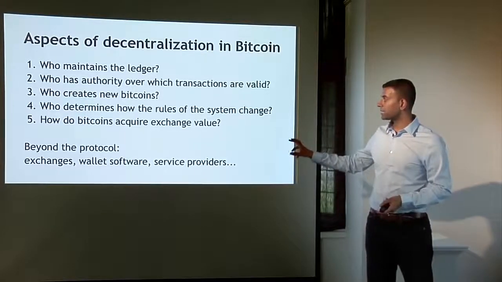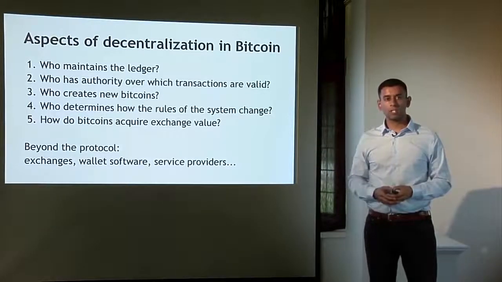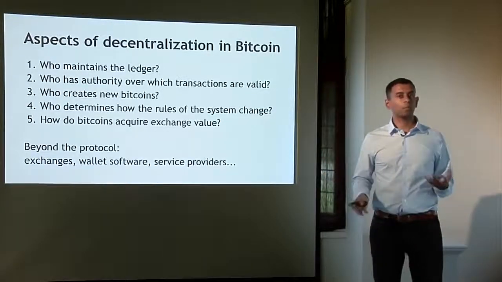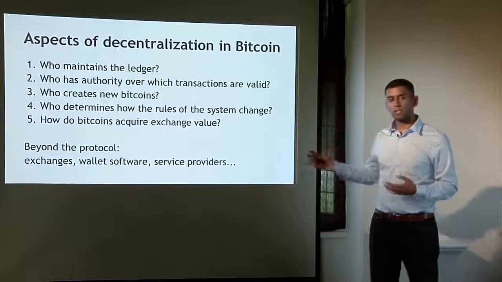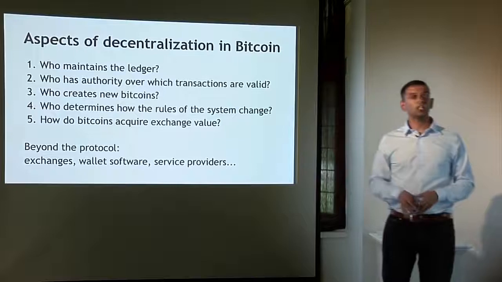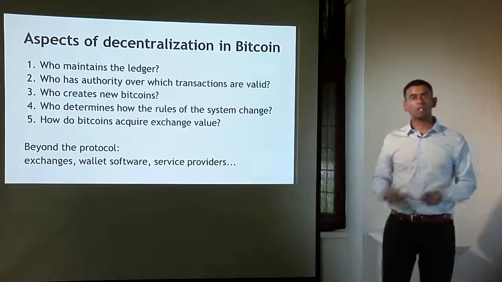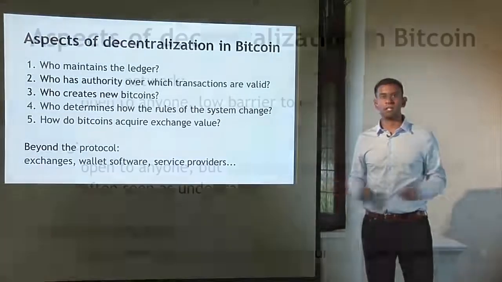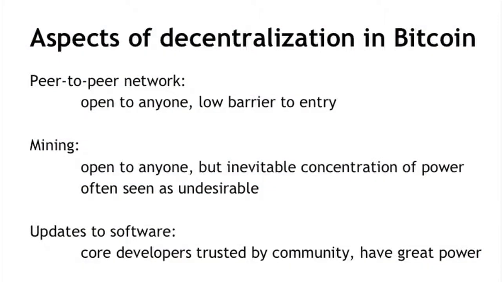And I want to emphasize that there are aspects to decentralization beyond the protocol. That includes things like Bitcoin exchanges, where you can convert Bitcoin into other currencies. It includes things like wallet software and a variety of other service providers. And so even though the underlying protocol is decentralized, these services that develop on top of it may be centralized or decentralized to varying degrees. And just to drive home this point, let me show you 3 different aspects of Bitcoin and where they fall on the centralization-decentralization spectrum. First, there's the peer-to-peer network.